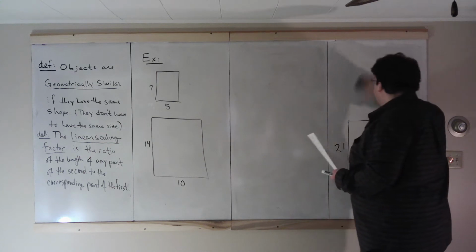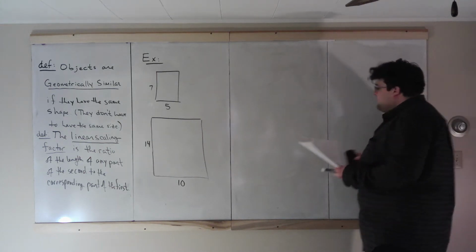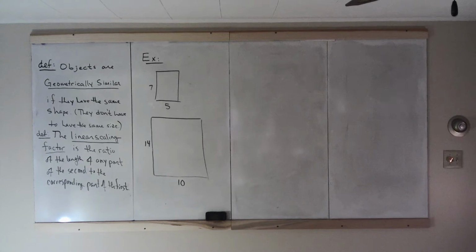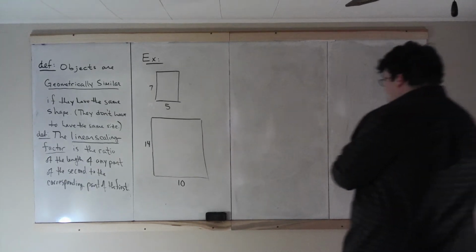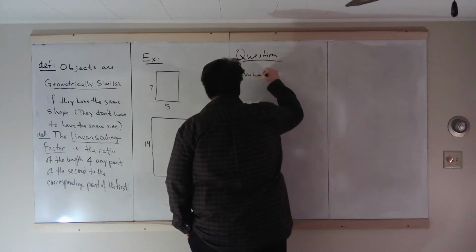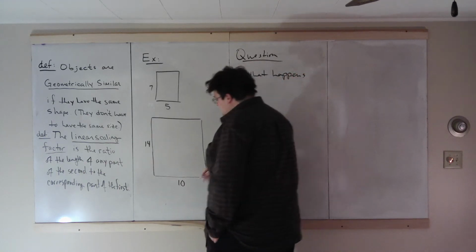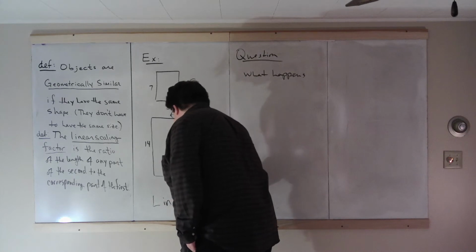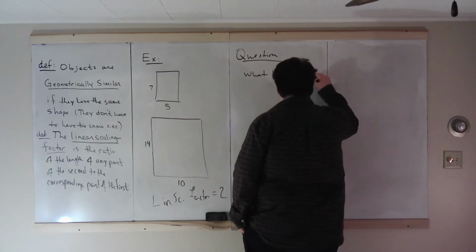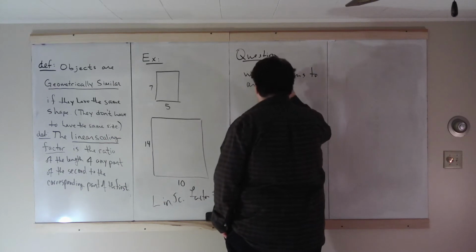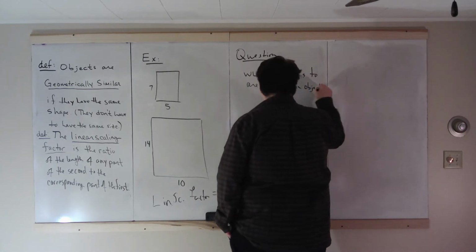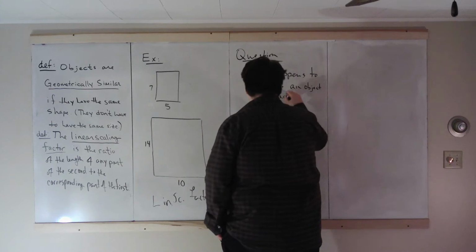But next, I'd like you to observe how area scales up for similar objects. For non-similar objects, it doesn't really make much sense to compare the areas. But question, how does area scale up? Here I'm going to remark, linear scaling factor equals 2. So question, what happens to area as an object is scaled up?